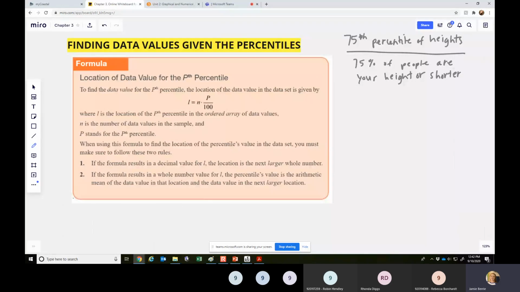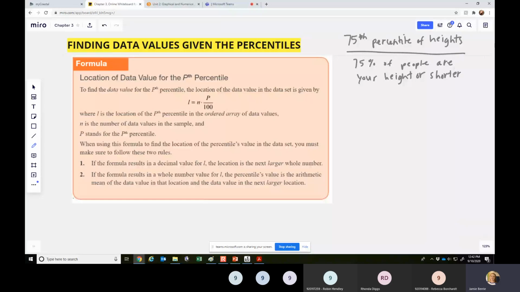All right, so that's what percentile means. It's that percentage or lower. That percentage of people are that height or shorter, or that percentage of people weigh that much or less, or that percentage of people scored this score or less. All right, so let's look at the definition or the formula.